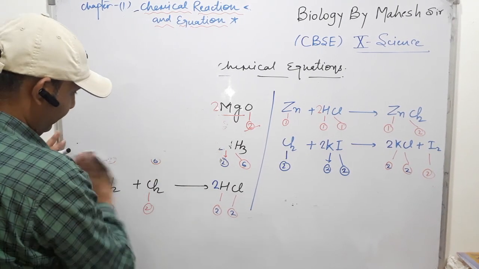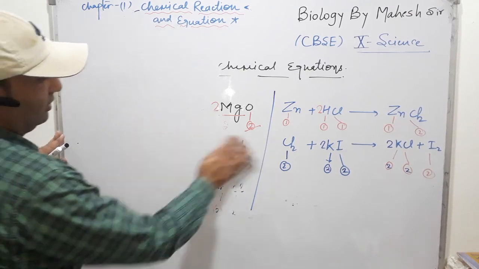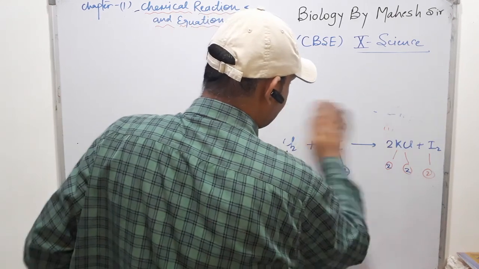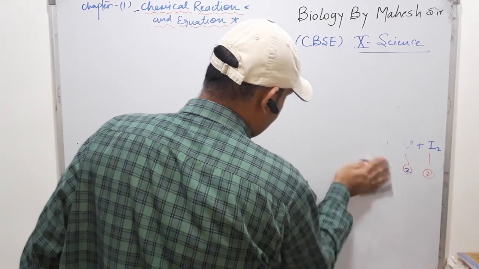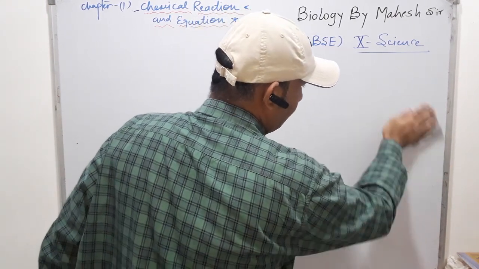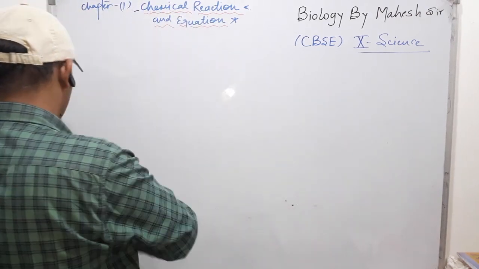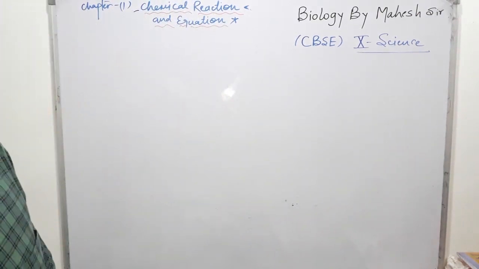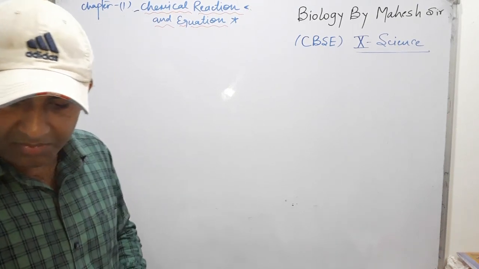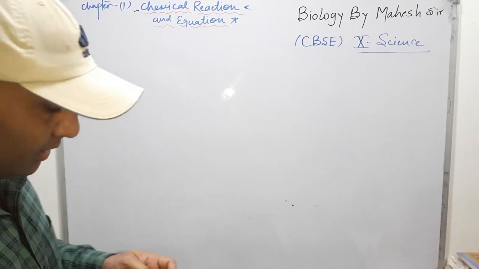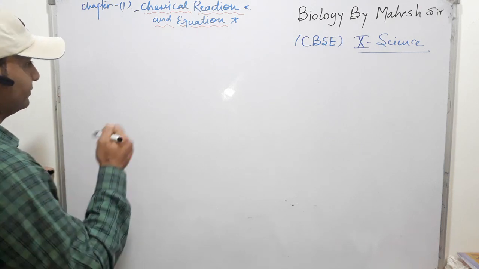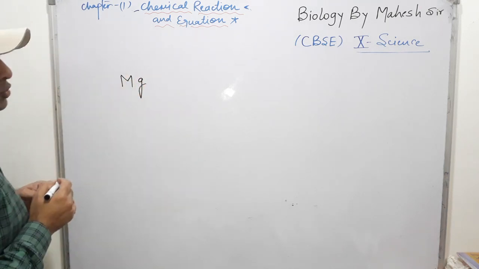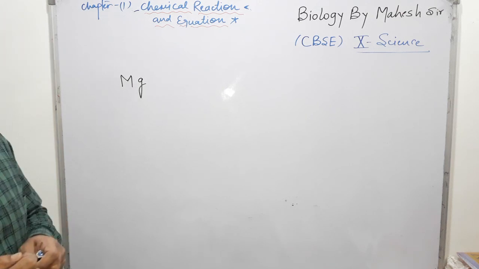So our next part of this chapter is questions related to NCERT chapter first, chemical reactions and equations. Clear? So first we take the first question, which is on NCERT page number 6. Why should magnesium ribbon be cleaned before burning in the air? Magnesium ribbon, clear, should be cleaned before burning in air.